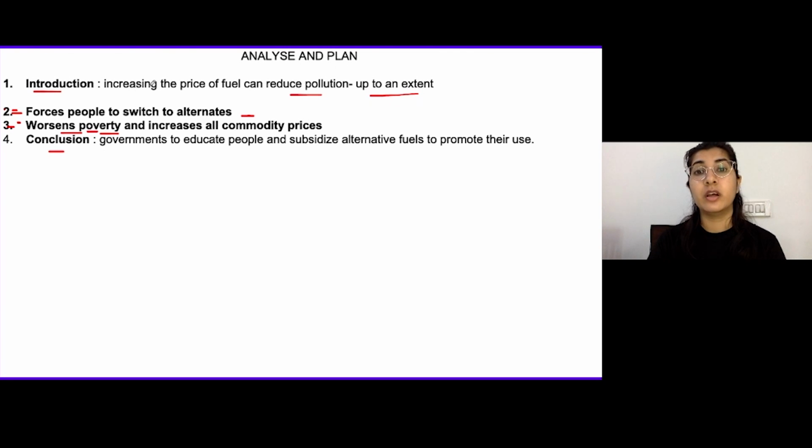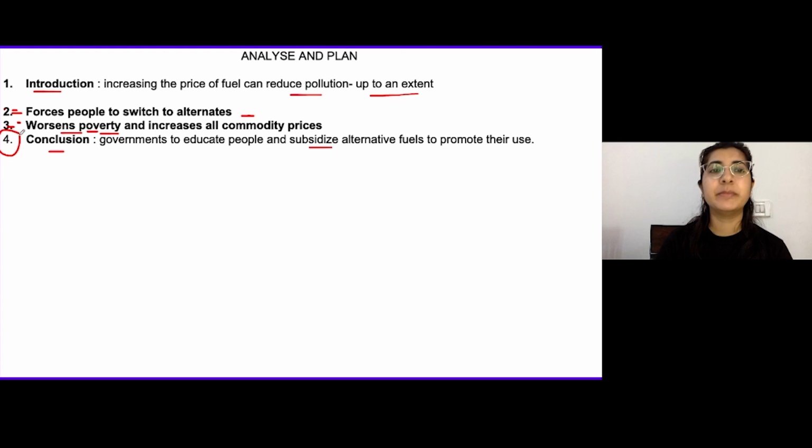And also you need to subsidize alternative fuels. Otherwise, even though people may want to switch, they may not be able to afford to switch. So the government needs to do two things. You can go ahead and give a solution. Remember, in your conclusion, it is extremely imperative that you write your opinion again. You restate it. So I will restate it in my conclusion as well.